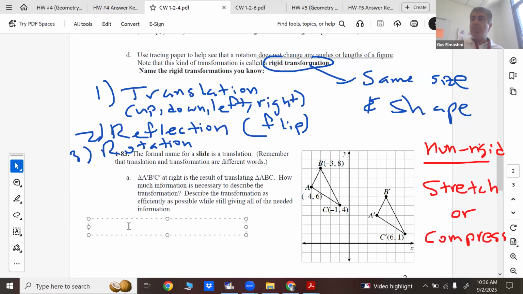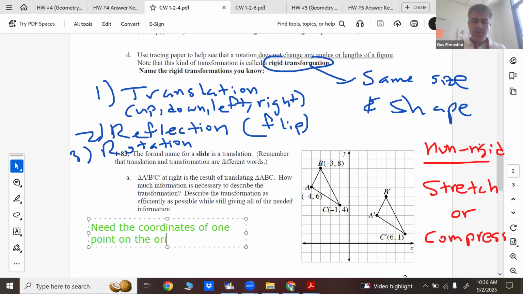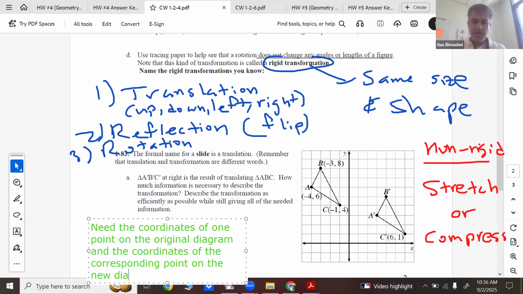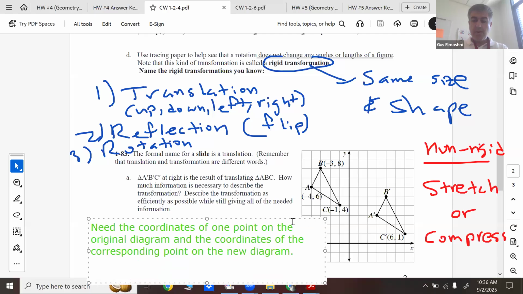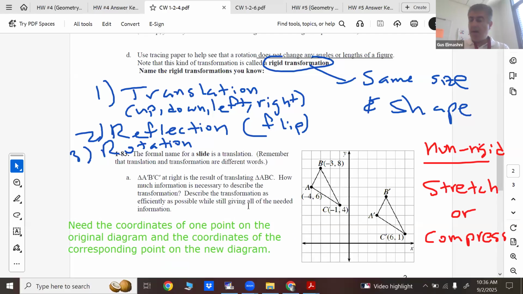So thanks, Sabine. Let me give you a model to follow. What you definitely need is the coordinates of one point on the original diagram and the coordinates of the corresponding point on the new diagram. That's what you need. Otherwise I don't know how it's going to change. I definitely need that.